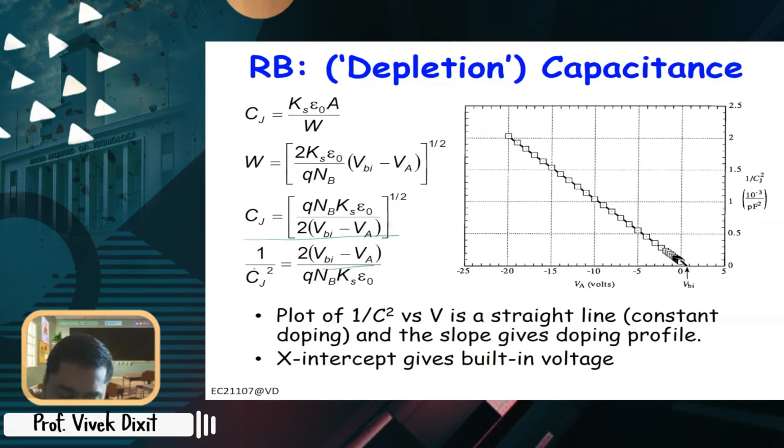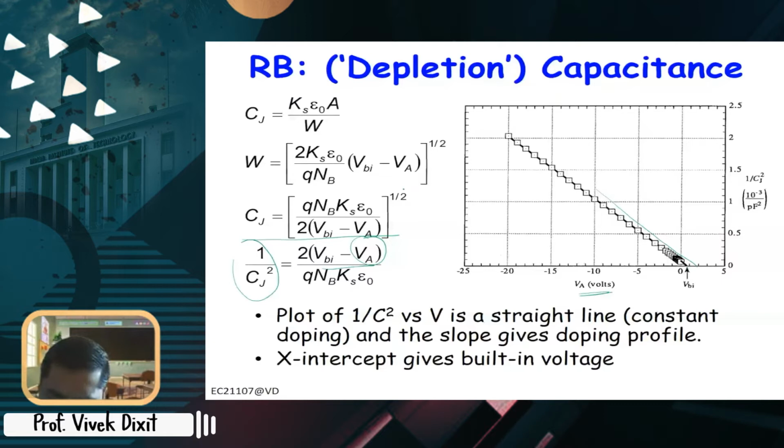Now if you plot 1 by Cj square versus VA, this will go to 0 when VBI equals VA. So it will cross at VBI. Of course, at VBI it is not reverse bias, so it is basically the extrapolation of this line. In reality, it is not that straight. As we saw, if you go to higher voltage, there is some leakage current, and the current depends on the square root of V.